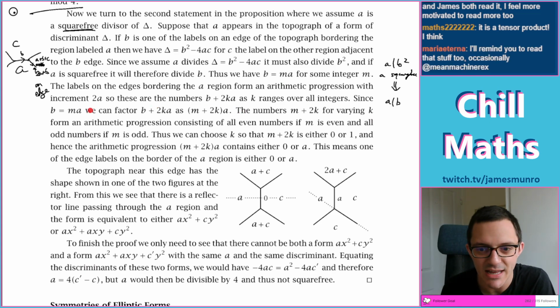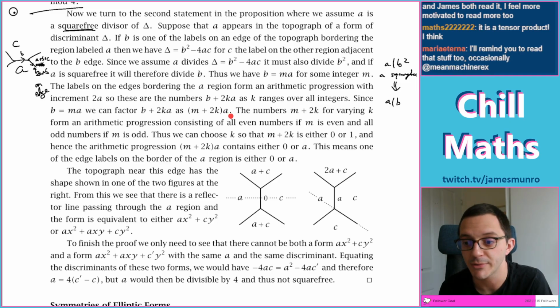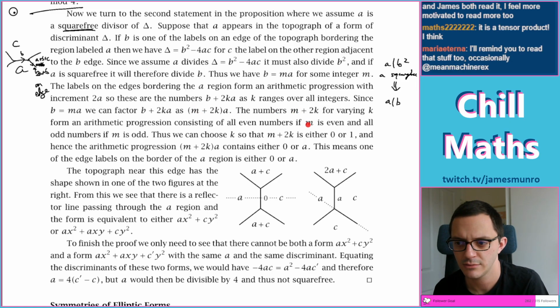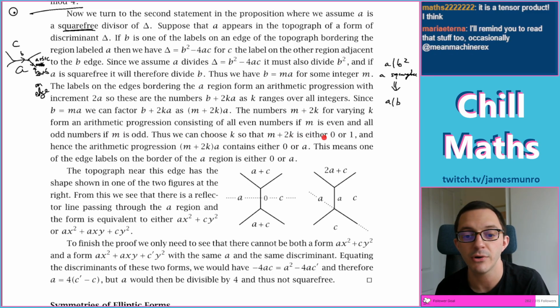Okay, since B is mA, we can factorise this, so they're all multiples of A, and that thing, since m is even, gives all even numbers if m is even, and all odd numbers if m is odd. We can choose k such that this is either 0 or 1, and then we've got two cases, either 0 or A as one of them somewhere. Those are the two cases that we've had before. A reflected line passing through that A region.